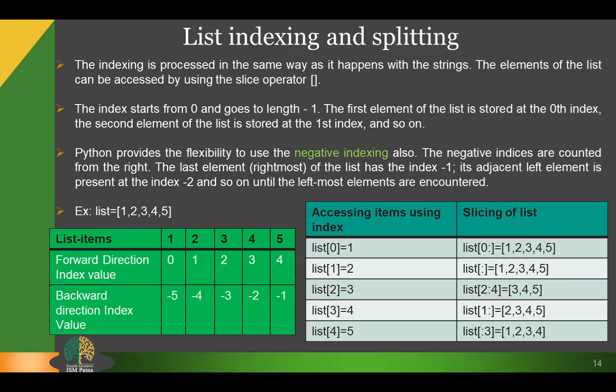Next is list[2:4]. It means the index values from 2 to 4 will get printed, and similarly all the ranges will work. So this is how we can use list indexing and splitting.